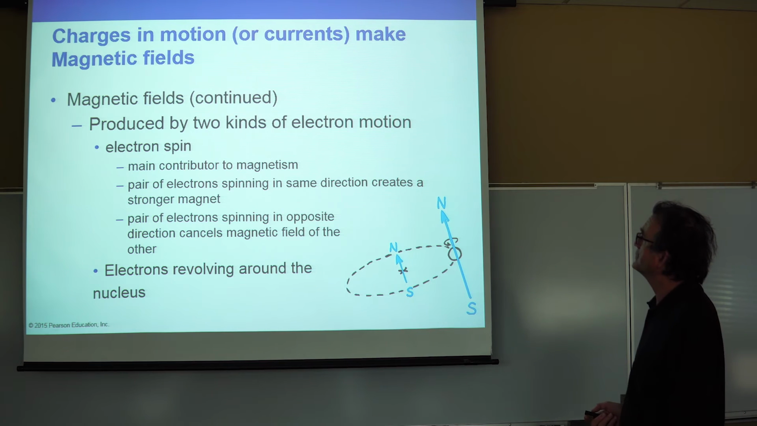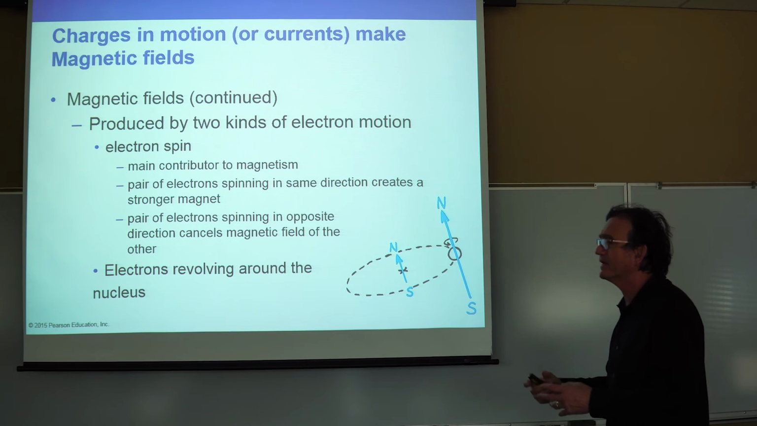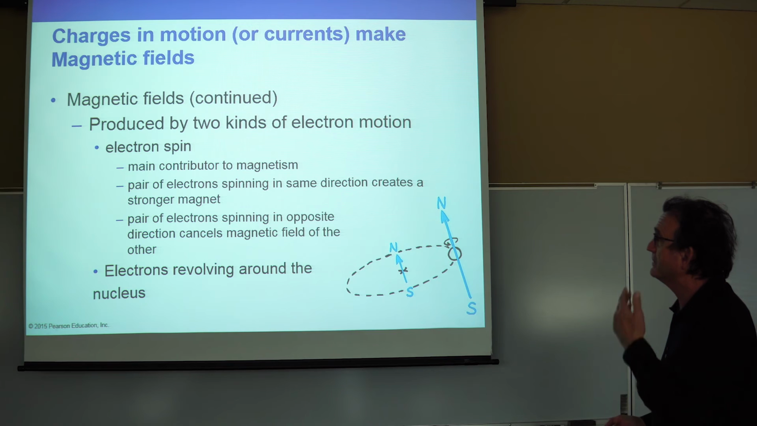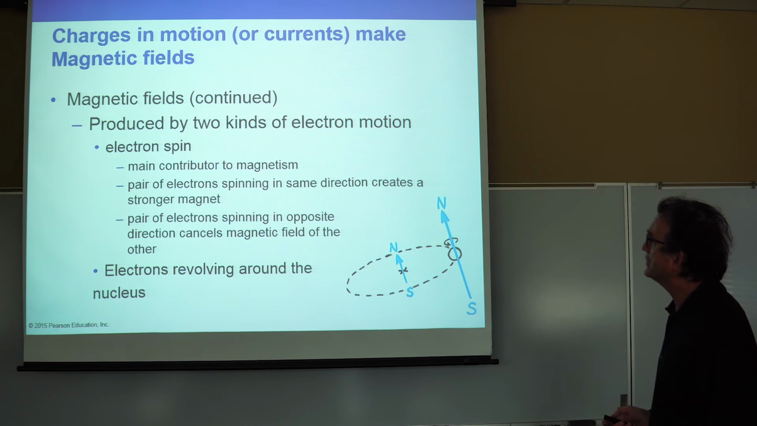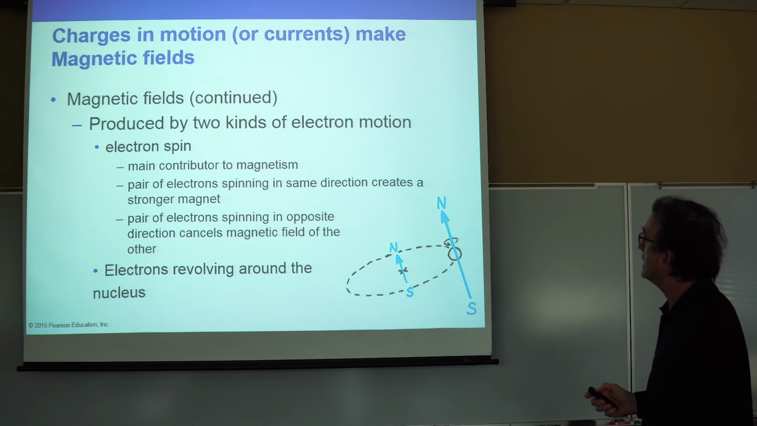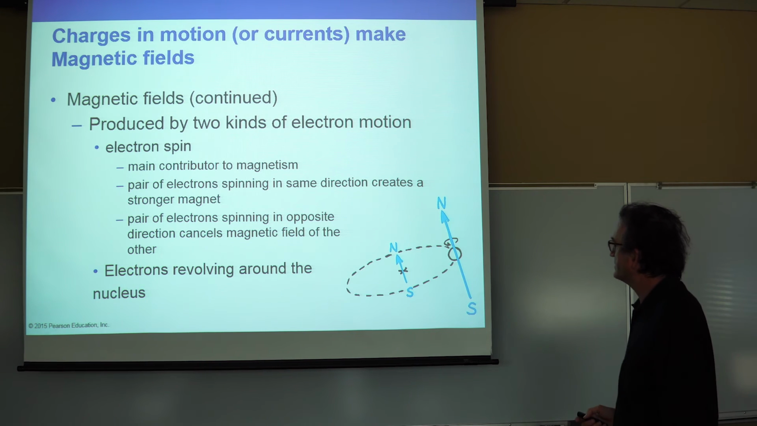How do these magnetic fields become produced in a piece of iron? So iron, as we know, has the property of a magnet. The most common form of a magnet is iron, and it is generally produced by two kinds of electron motion. One, which we will call the main contributor, is the electron spin.